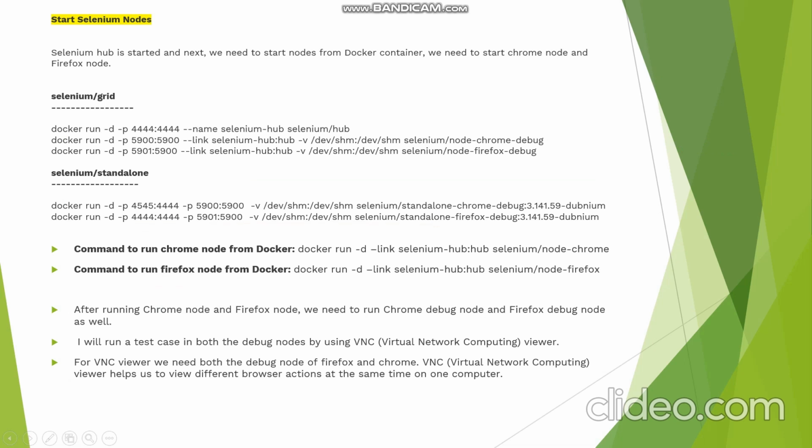So this is through link. We are creating a link between Hub and Node. If we are running our script independently, we will give this command with the Hub machine and then the port number of the standalone Chrome, and port number 5901 of the Firefox. So this is the major difference between these two commands.